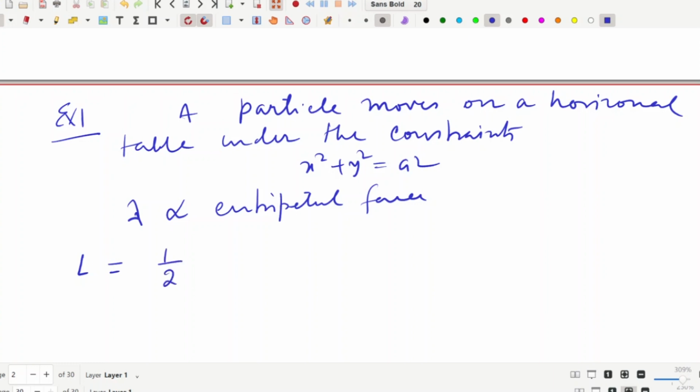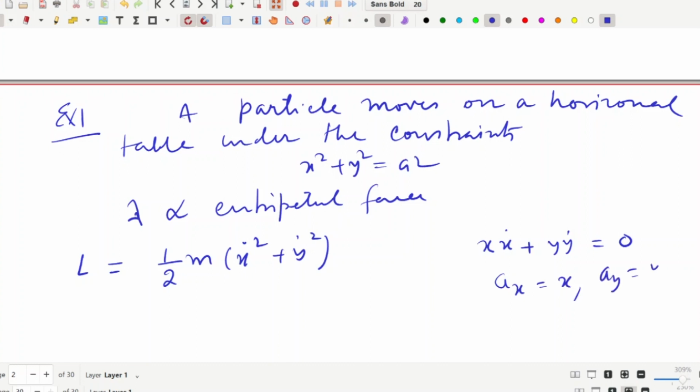There is no potential energy because the particle is moving on a horizontal table, assuming the table is the zero of potential energy. So the Lagrangian is proportional to x dot squared plus y dot squared, and the constraint equation I can write as x x dot plus y y dot equal to 0. That means, according to my notation, A_x is x and A_y is y.